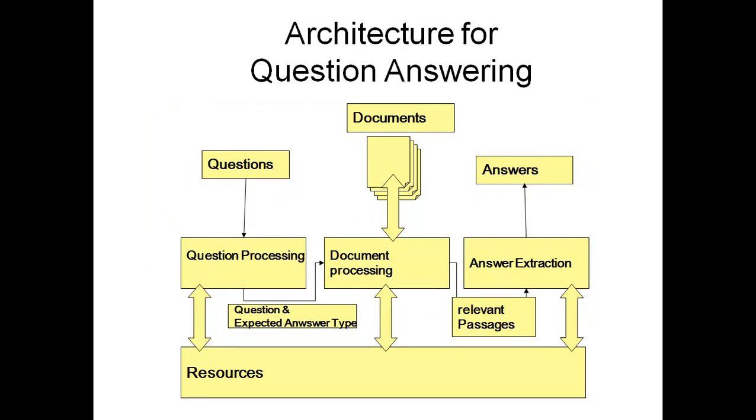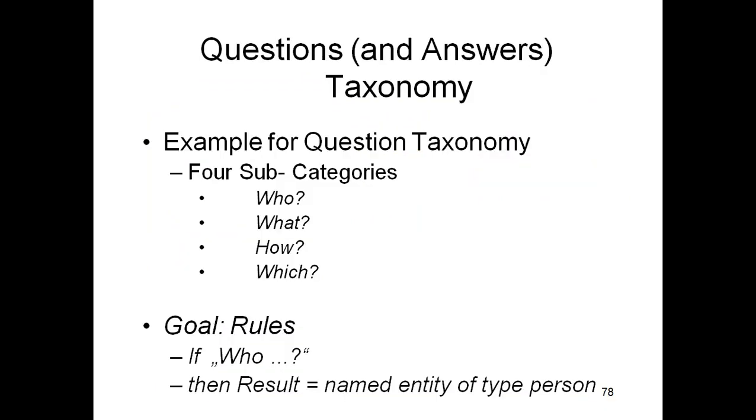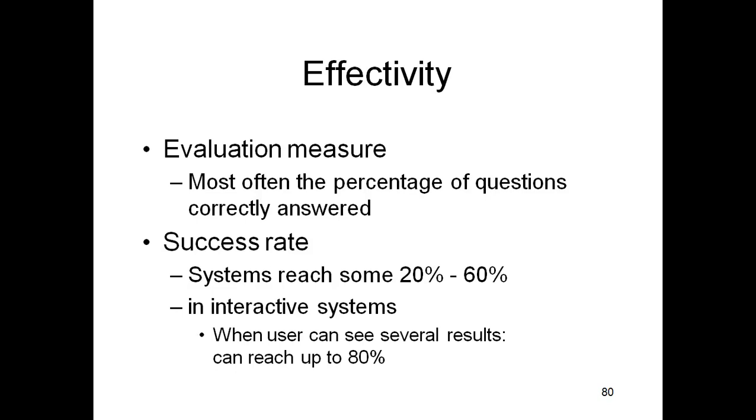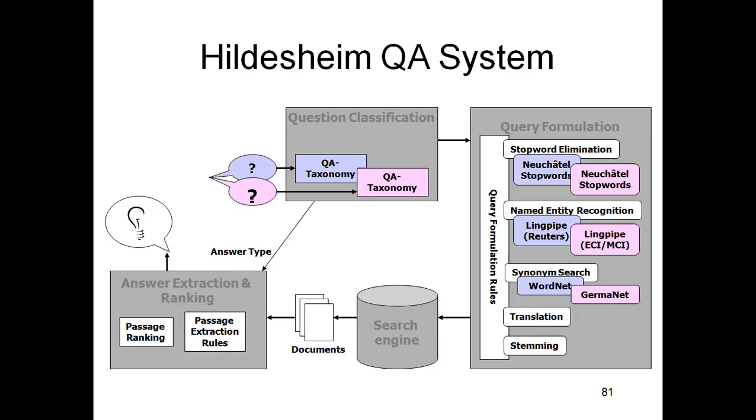Okay, we can quickly jump over this. For example, question taxonomies, we have different things. These are examples for questions. In which city was Emil Fischer born? Or how many inhabitants has a place? Then we know the answer should be a number. All I need is a number, I don't need a document. And these things can be quite effective. Some systems reach between 20 and 60%, and for interactive systems this can be even higher.